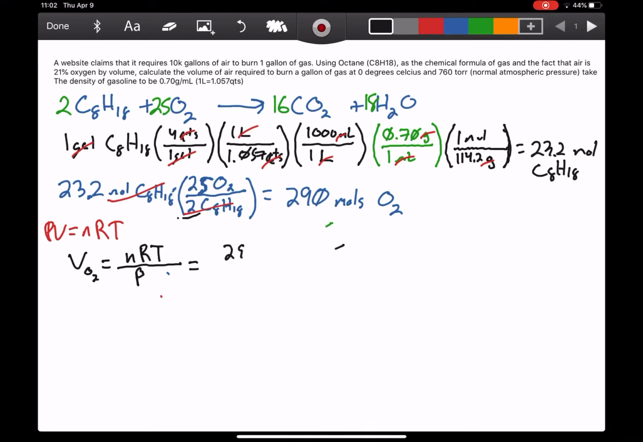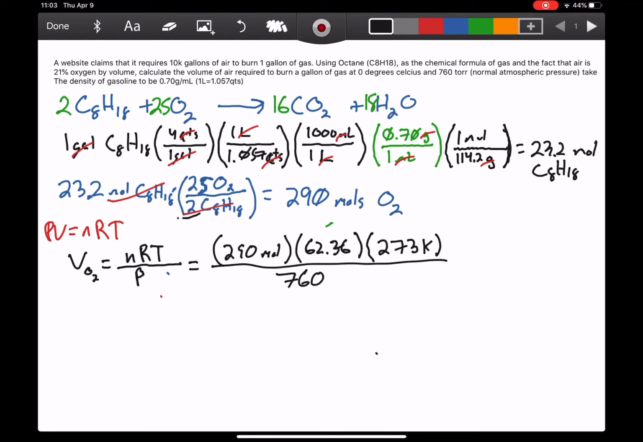So we found that we had 290 moles of O2. Now, because our pressure is given to us in torr, we need to use the appropriate R constant. And for this case, you get this from a table, it's 62.36. Multiplied by our temperature, we need to convert from Celsius to Kelvin. It's 0 degrees Celsius, so to go from Celsius to Kelvin, you just add 273. So we have 273 Kelvin. And now we divide by our pressure, which was also given to us, which is going to be 760 torr. When we solve this, we find that we need 6496 liters of oxygen.